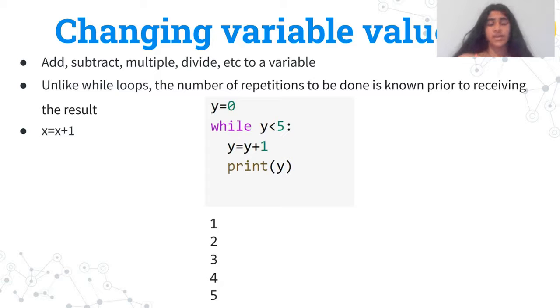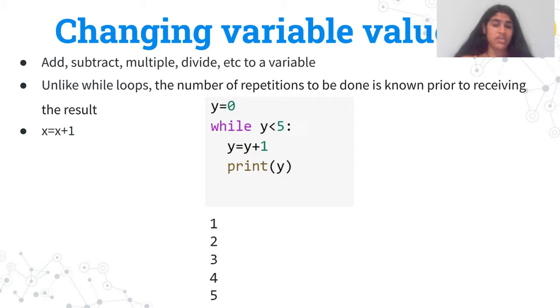So how would you change a variable? If I want to add 1 every time, it would just be x equals x plus 1. So if I said x was 0 in the beginning of my code, now x equals 1 because x equals x plus 1. So x equals 1. And so on. So you can see an example program here where we set y to equal 0, and we said while y is less than 5. So as long as y is less than 5, y equals y plus 1.